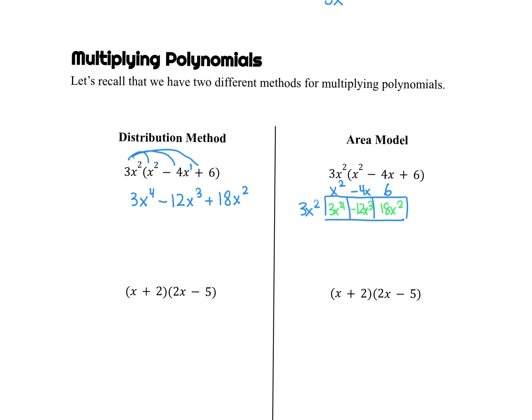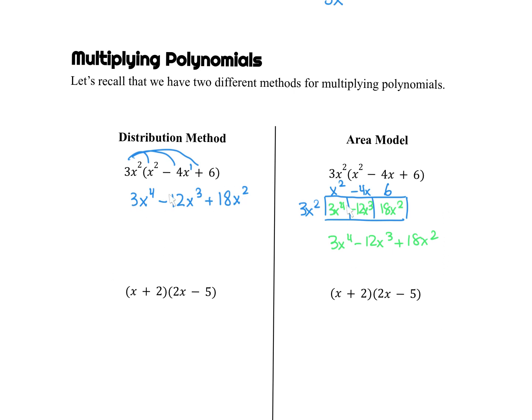And then you have to pull those terms out of the box, combine any like terms, and write your final answer. Notice this answer is exactly the same as this answer. So this is kind of a lot of extra work just to accomplish the same thing. So whenever I have a monomial times a polynomial, I just use regular distribution.